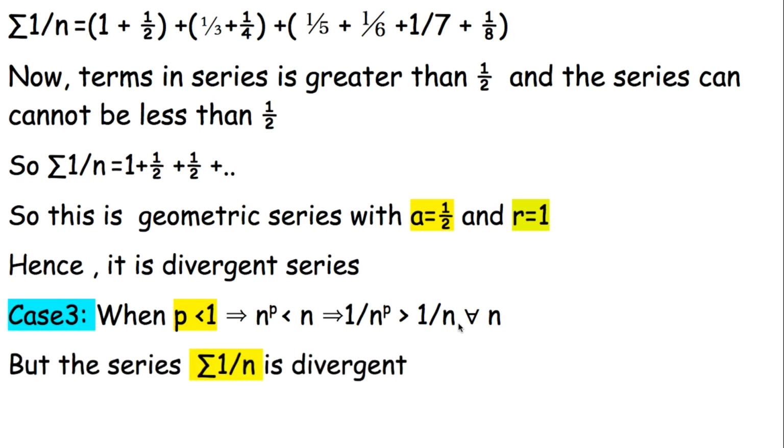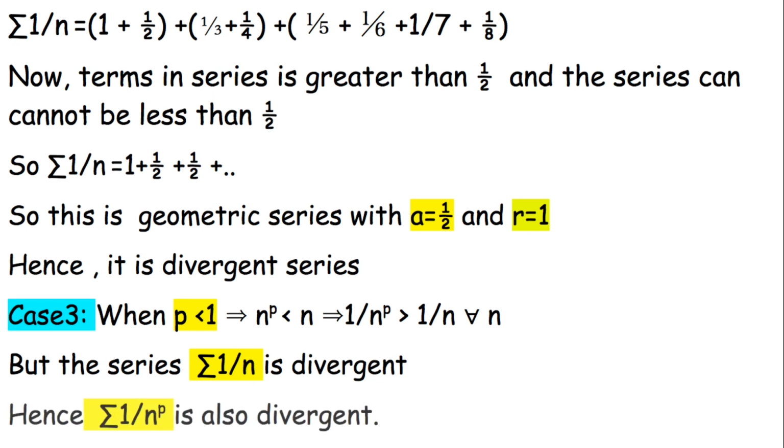Okay, but the series 1 upon n is divergent. Now if this is divergent, we know that divergent means it approaches infinite. Because for any value of n, we have 1 upon n raised to power p greater than 1 upon n. So if the sum of 1 upon n from n equals 1 to infinite diverges, then 1 upon n raised to power p, each term of which is greater than that of this series, going from n equals 1 to infinite, must also be divergent.